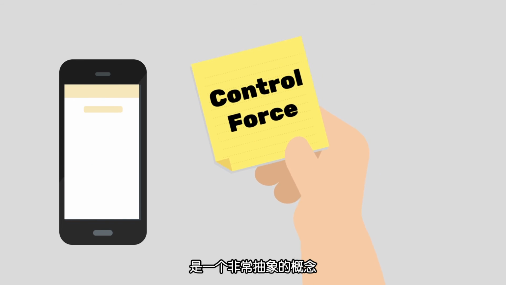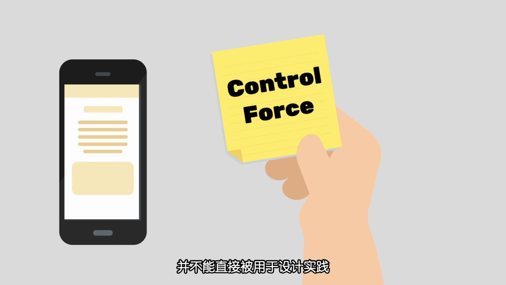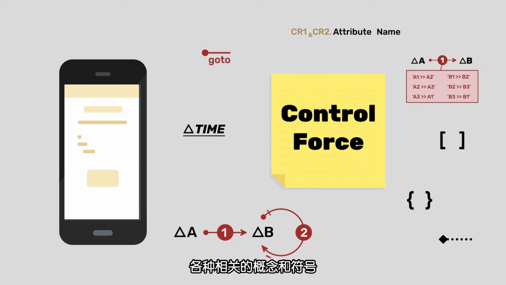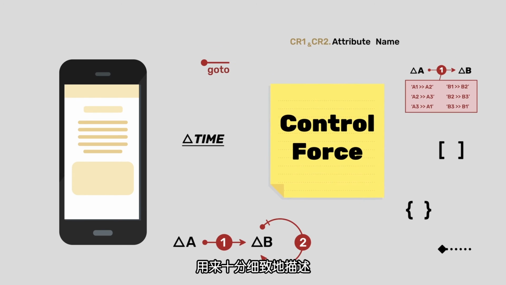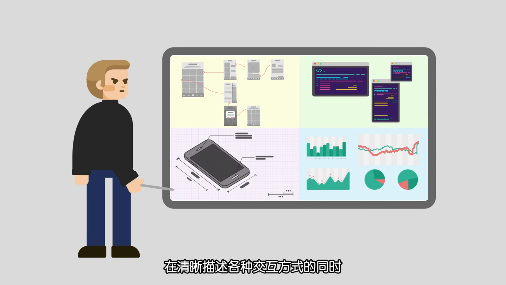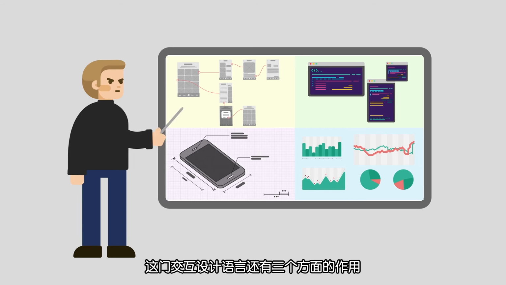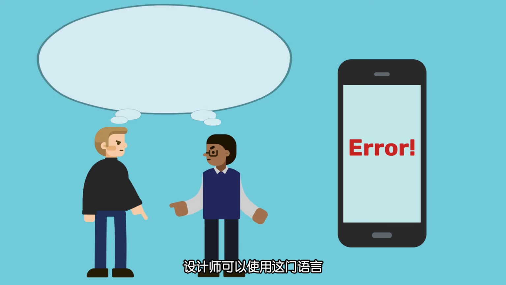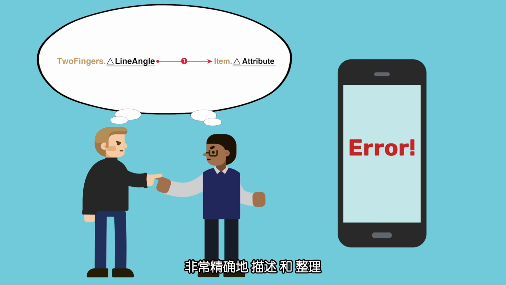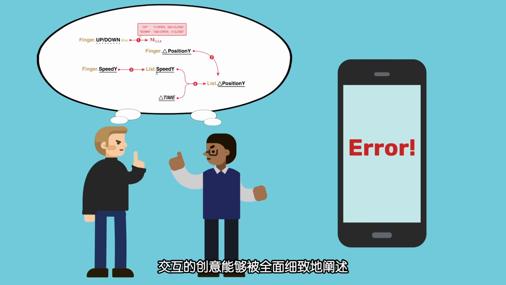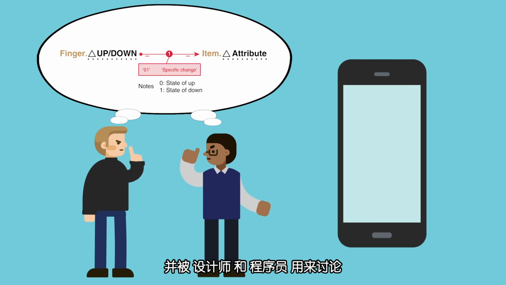But control force is a very abstract idea and cannot be directly used in design practice, so we developed various concepts and notations to thoroughly describe all aspects and details of the control force. Along with explaining various interactions, this language of interaction design can be helpful in three ways. First, designers can use this language to describe and organize the structure and nuances of interaction in detail. Interaction ideas can be thoroughly communicated and discussed among designers and developers.